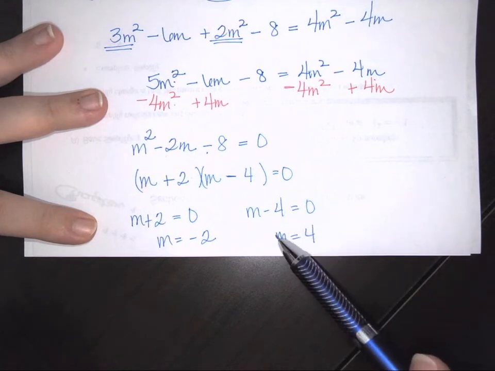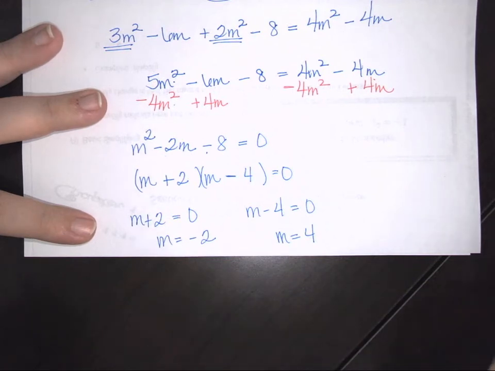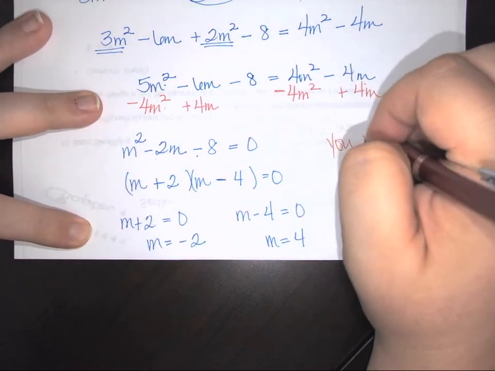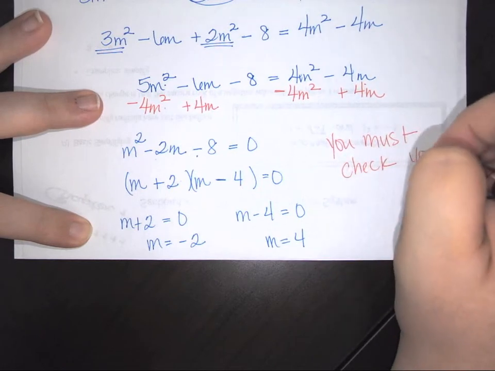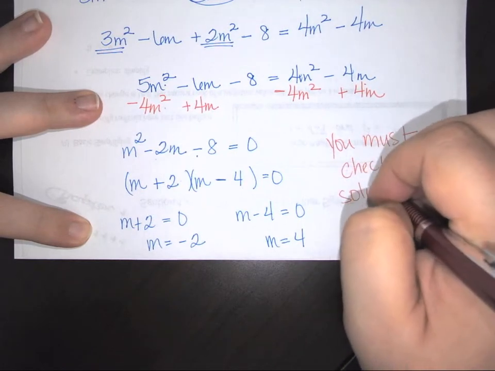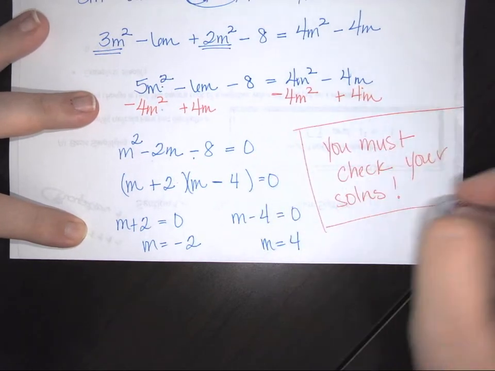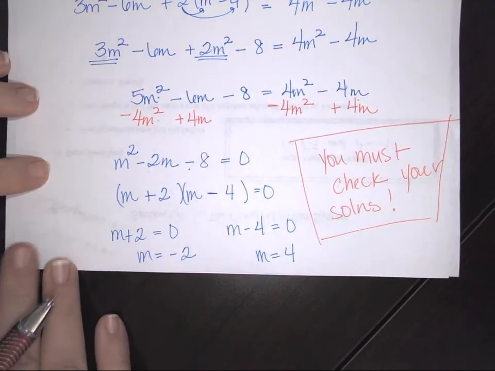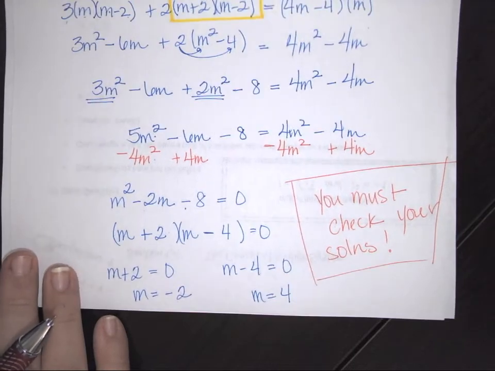Now this is the point where a lot of students stop. However, there is one very important thing that has to be done. You must check your solutions. And the reason for this piece here is because of the biggest rule that we have with fractions, and that says you cannot have a 0 in your denominator.